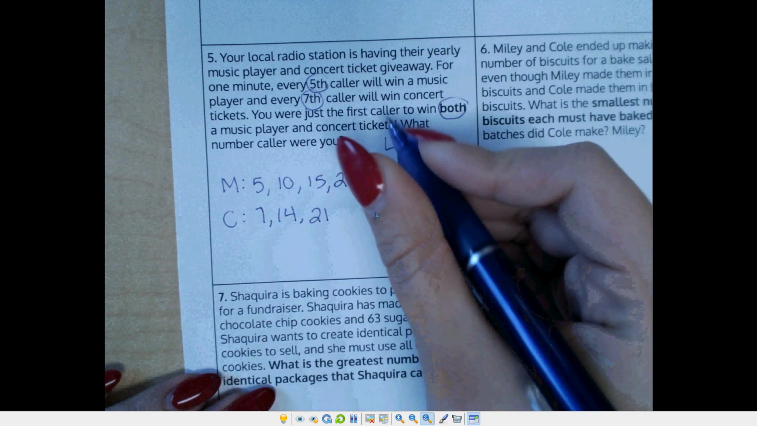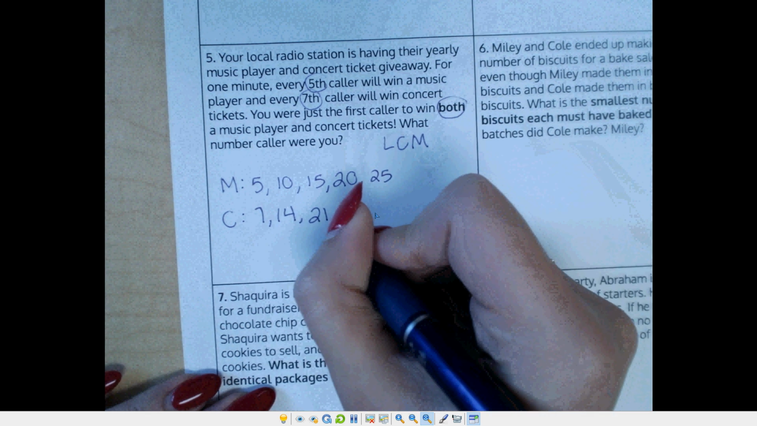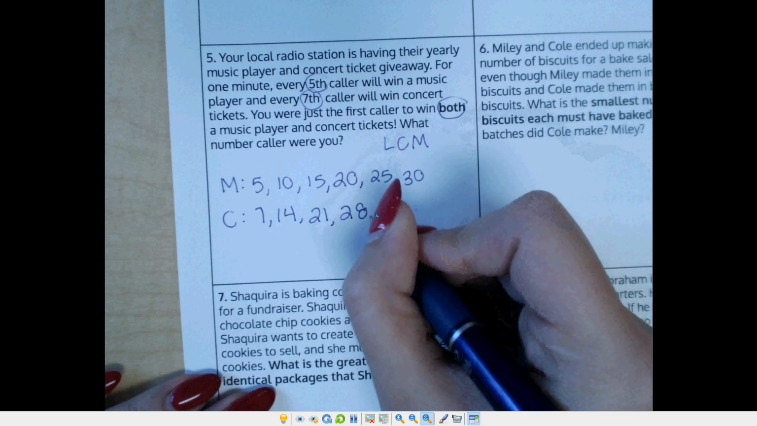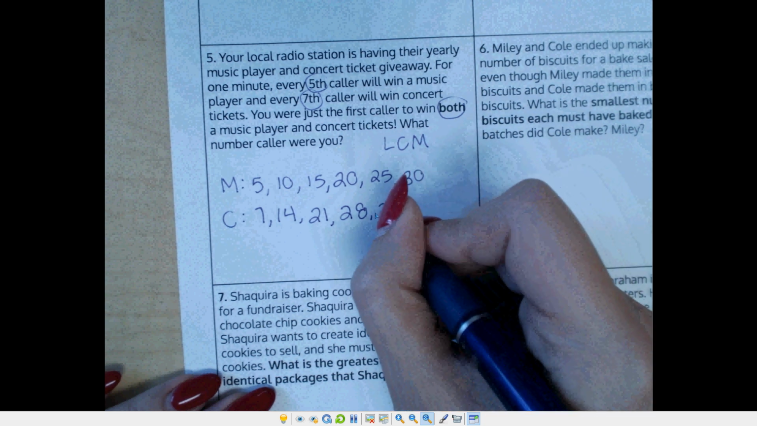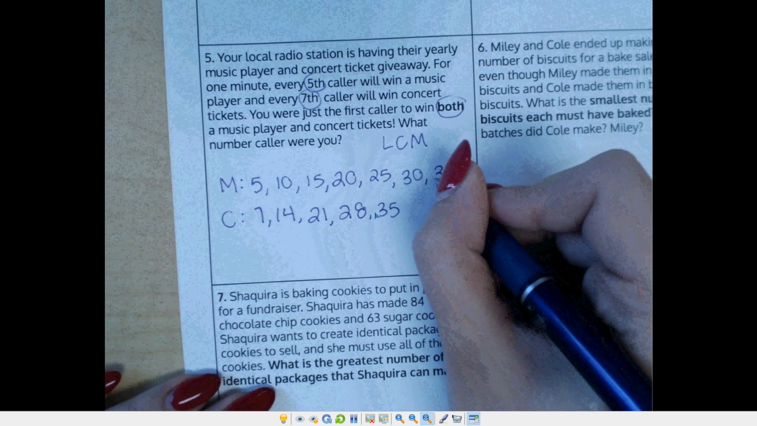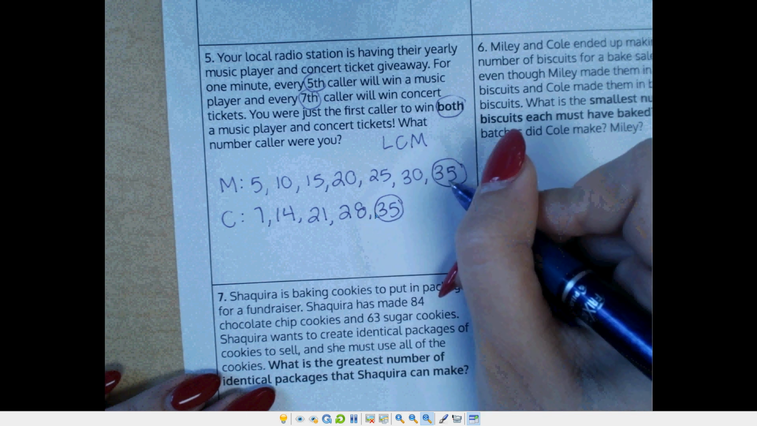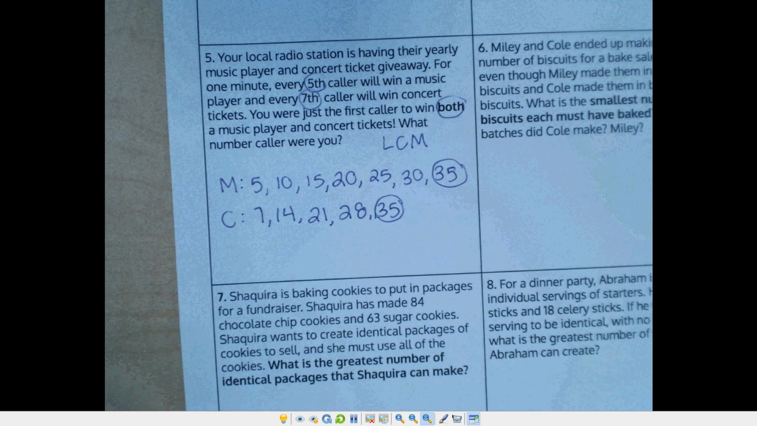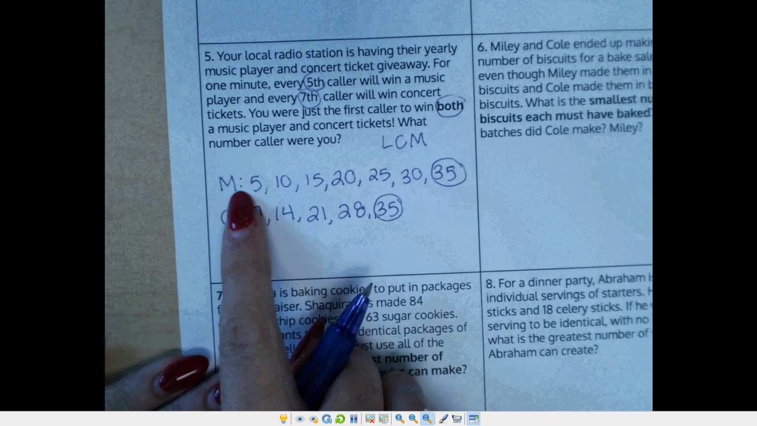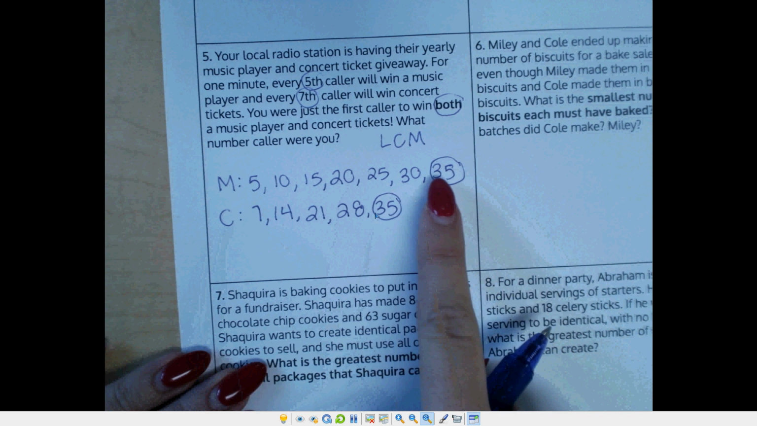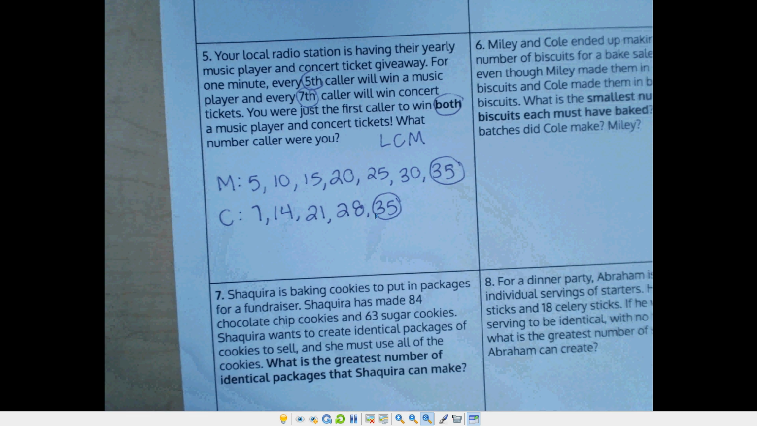Okay, 25, 28, 30, 35, 35. So here, I know that I am the 35th caller, okay? Because for every 5, you win a music player. Every 7, you win concert tickets. So to win both, you have to be the 35th caller. So that's least common multiple.